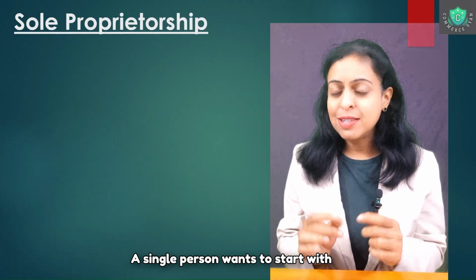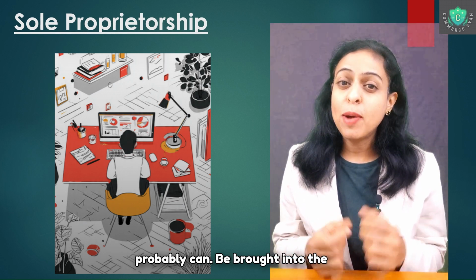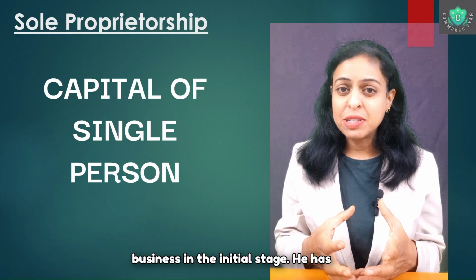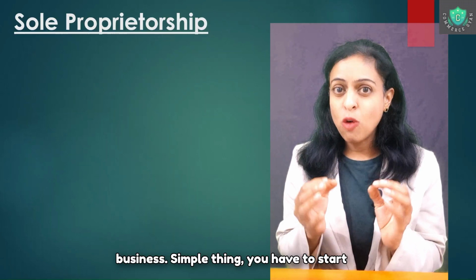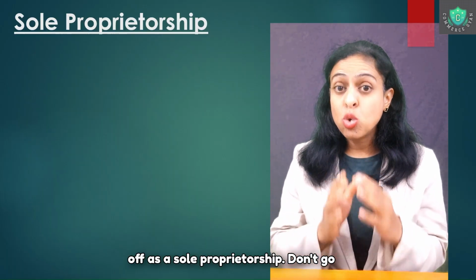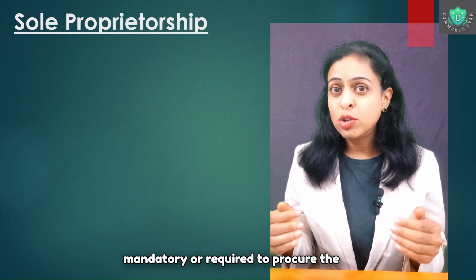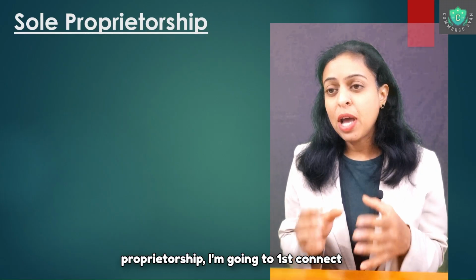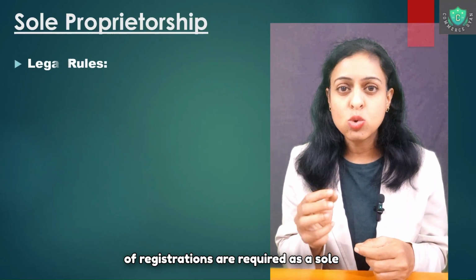A single person wants to start a business, with no partner, no person who can be brought into the business in the initial stage. He has some capital and wants to start a business. Simple thing, you start off as a sole proprietorship. Don't go for any fancy registrations if not mandatory or required for the business. So if you start as a sole proprietorship, I'm first going to connect you with an understanding of what type of registrations are required as a sole proprietor.